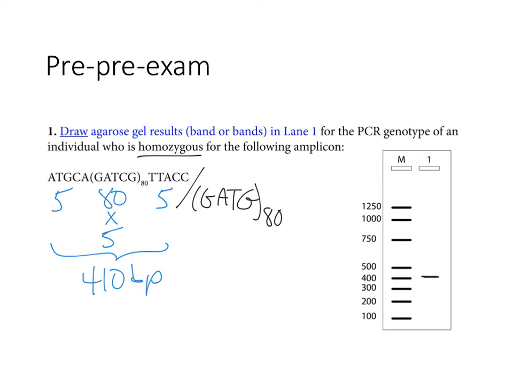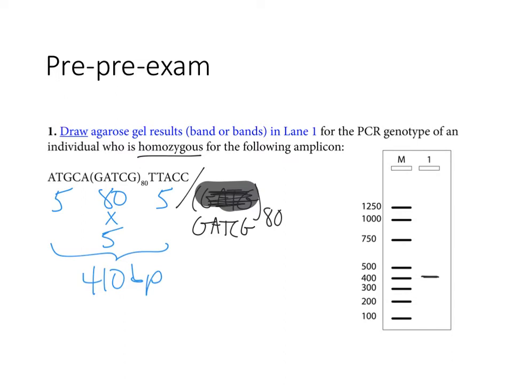Yes, please. This is a good time for questions. If it's homozygous, shouldn't it be GATCG, or since it's homozygous? Oh, sorry. Thank you very much. For goodness sakes. That would be GATCG. G80. You're right.